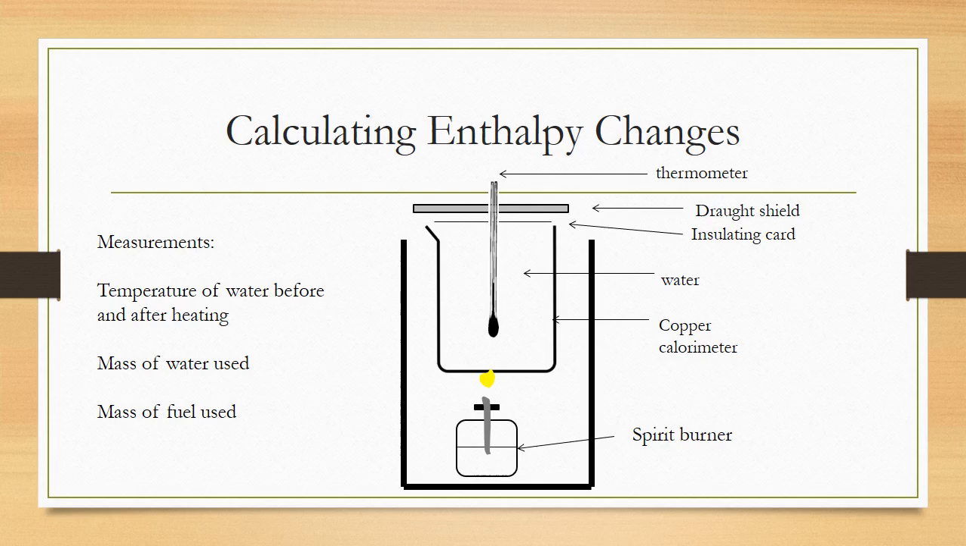So the measurements you're taking are going to be the temperature of the water before heating, the mass of the water that you're going to be using, and the mass of the fuel used. And also the temperature of the water after heating. So you have a temperature difference, delta T, so that way we can calculate delta T and plug it into the equation.